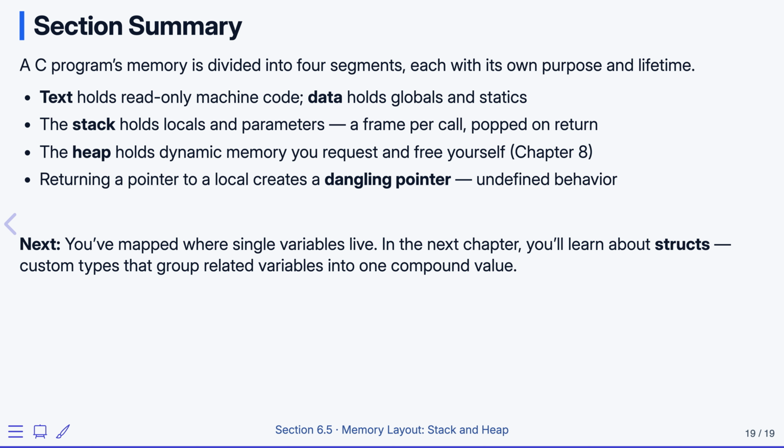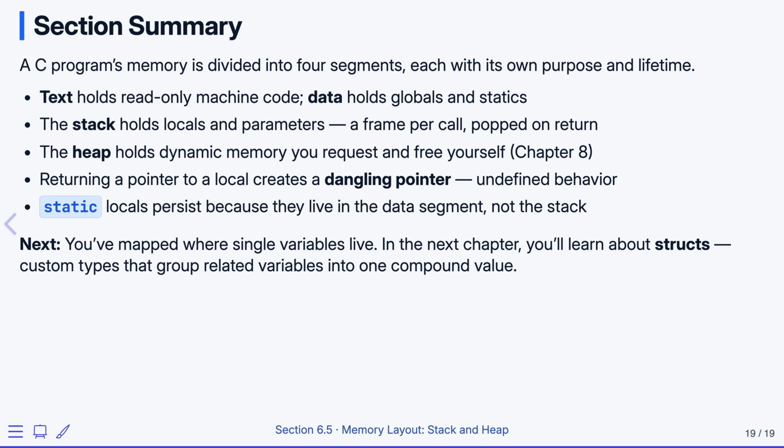Because a stack frame disappears on return, returning a pointer to a local variable creates a dangling pointer, and using it is undefined behavior. Static local variables are the exception. They persist across calls because they live in the data segment, not on the stack. Next, you have learned where single variables live. In the next chapter, you will learn about structs, custom types that group several related variables into one compound value.